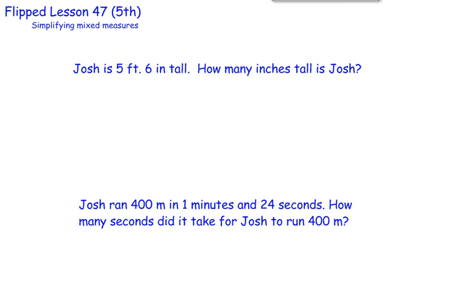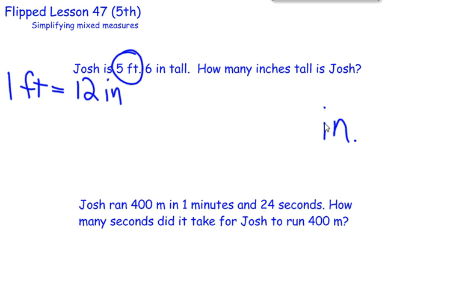Here we see a combination of 5 feet and 6 inches, but in the end, we want our answer to be just inches. So, what we need to do is take these 5 feet and convert them into inches. To do that, first of all, we need to understand how many inches are in 1 foot. So if 1 foot equals 12 inches, the new question would be, how many inches is 5 feet?